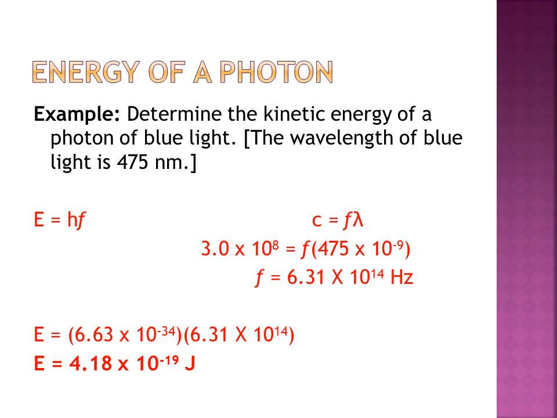10 to the negative 19th, that's tiny. But when you think about it, it makes sense because light is not just one photon. It's millions and billions of photons that give us the amount of energy that comes from the sun that we can use in solar cells or that plants are able to use in photosynthesis.